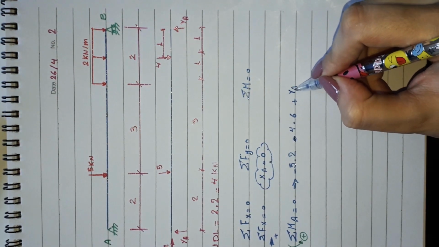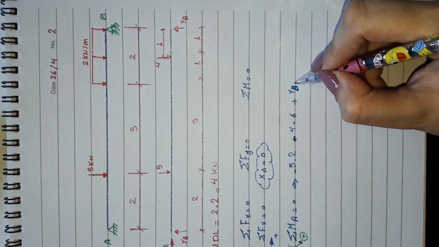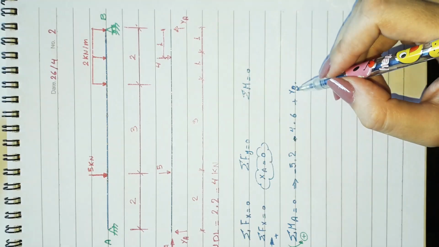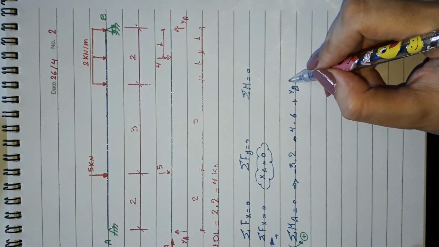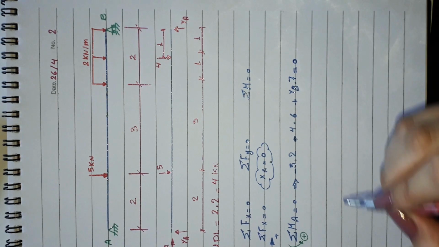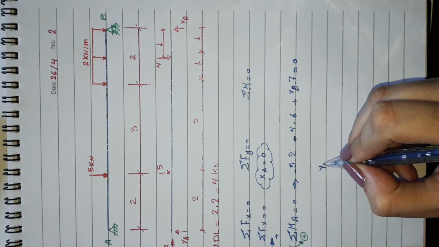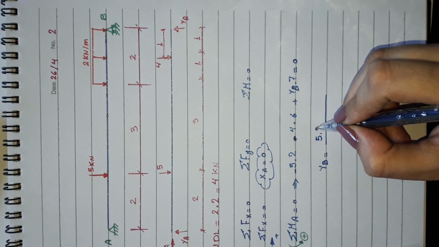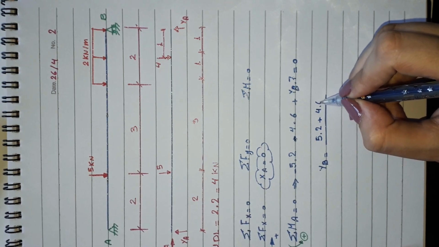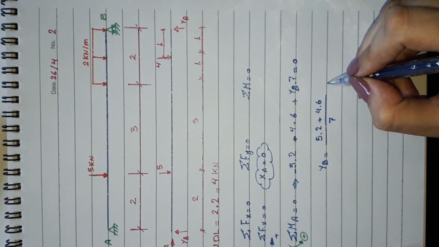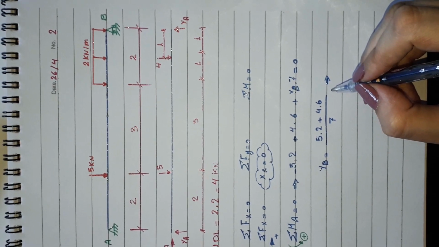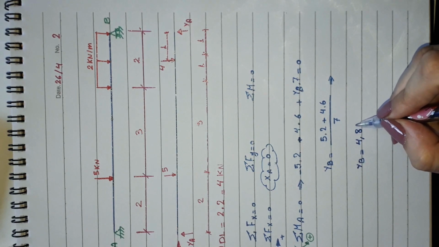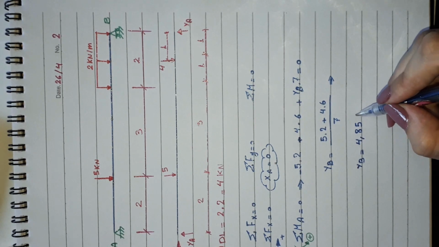So I have YB. I always make the same mistake. YB multiplied by 7 equals 0. We will isolate YB: 5 multiplied by 2 plus 4 multiplied by 6, over 7. And this means that YB equals 4.85 kilonewton.